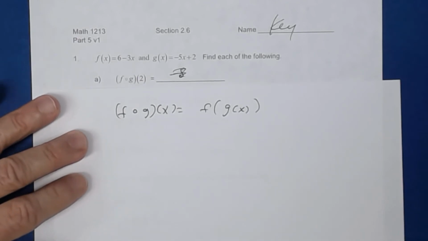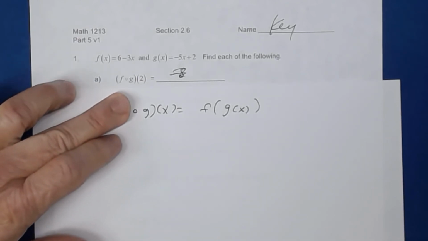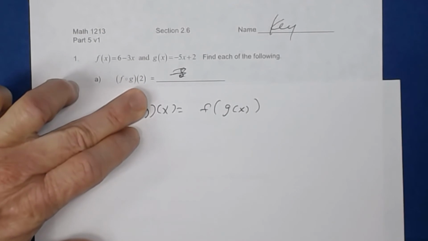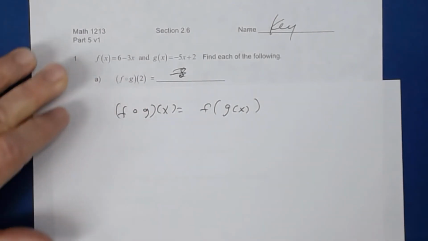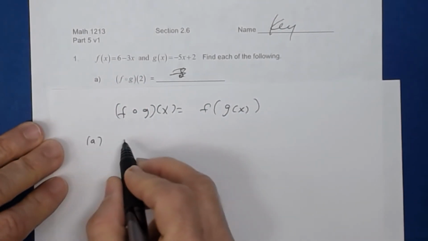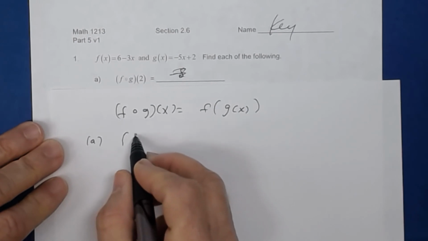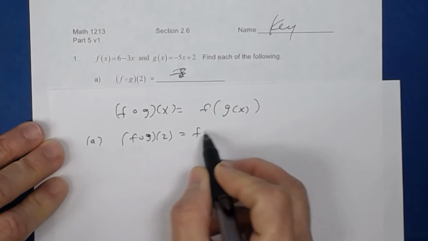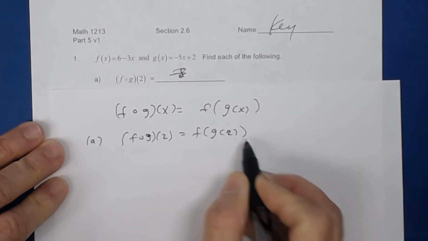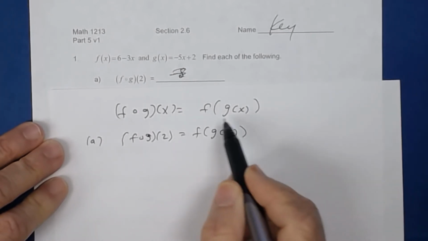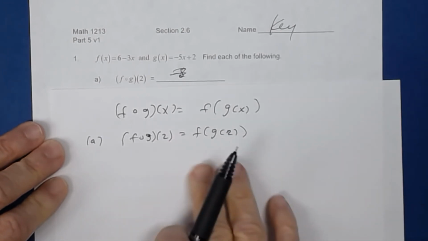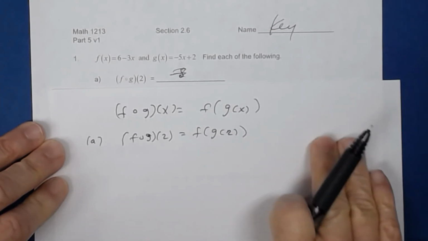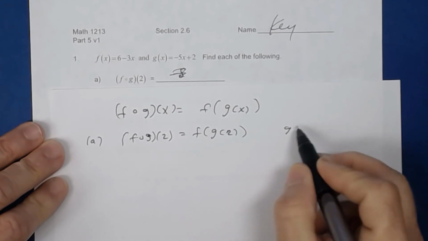In 1a, you want to compose f with g at 2. All right, so this is 1a. f composed with g at 2 means f of g of 2, right? So I've got to go off to the side and figure out what g of 2 is. Don't do all that here. It gets a little messy, so you go off to the side.